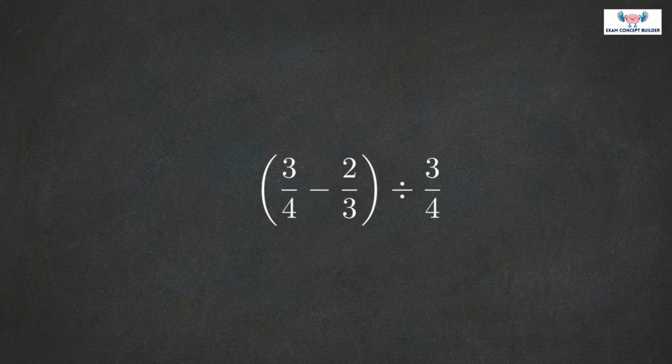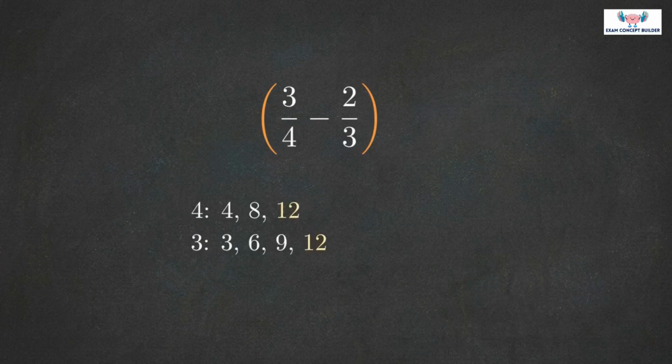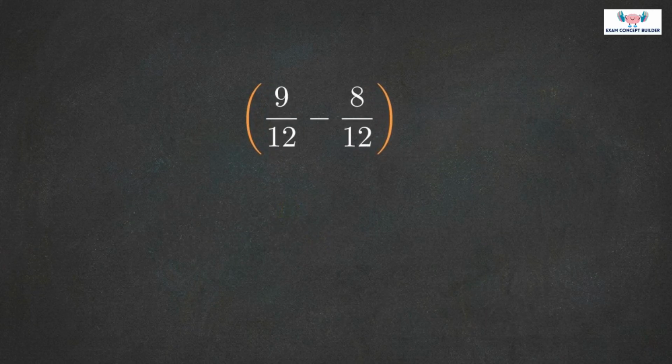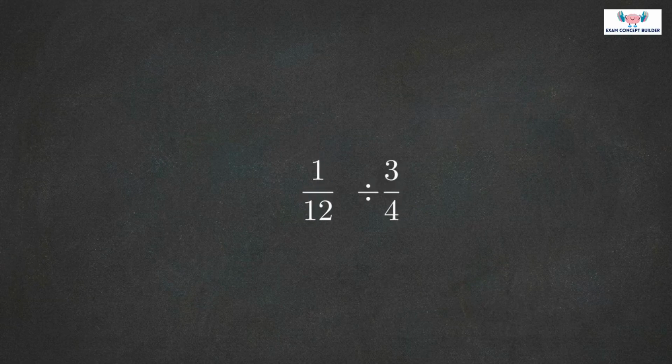3/4 minus 2/3 inside brackets, divided by 3/4. Strict order of operations dictates we solve the subtraction bracket first. That requires an LCM. The lowest common multiple of 4 and 3 is 12, which transforms our fractions to 9/12 minus 8/12. That collapses to 1/12.